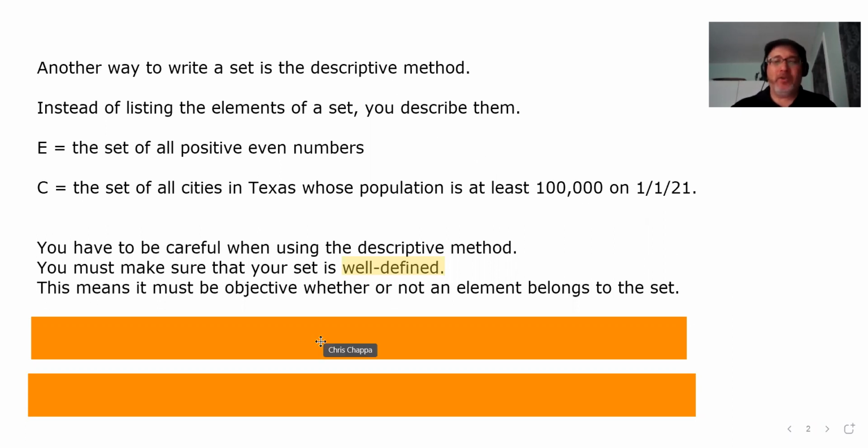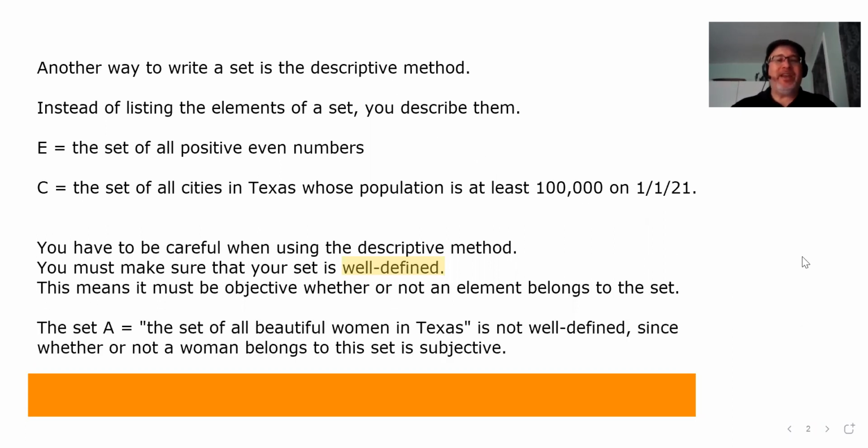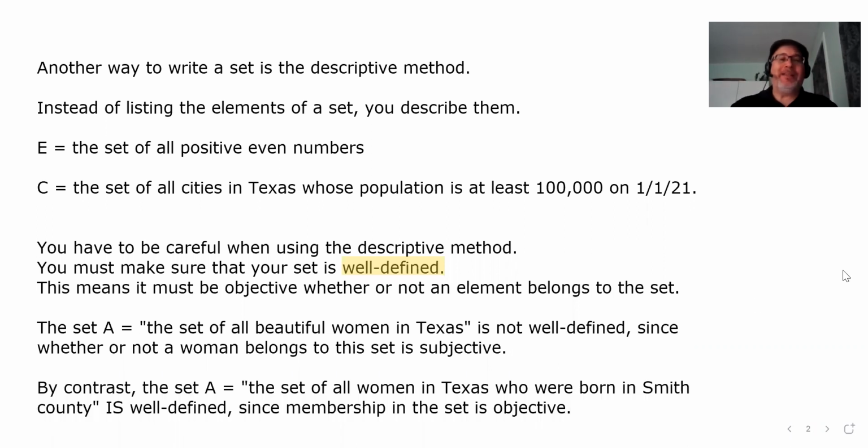For example, the set A equals the set of all beautiful women in Texas is not well-defined, since whether or not a woman belongs to this set is subjective. It's based on your opinion. By contrast, the set A equals the set of all women in Texas who were born in Smith County is well-defined, since membership in the set is objective. I can't say this woman belongs to the set and somebody else say this woman doesn't belong to the set. It's not subject to our opinion, it's objective.